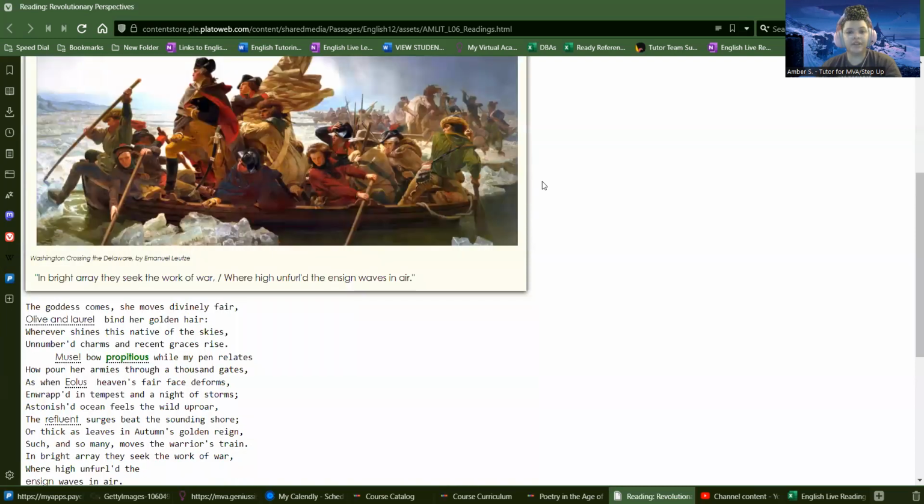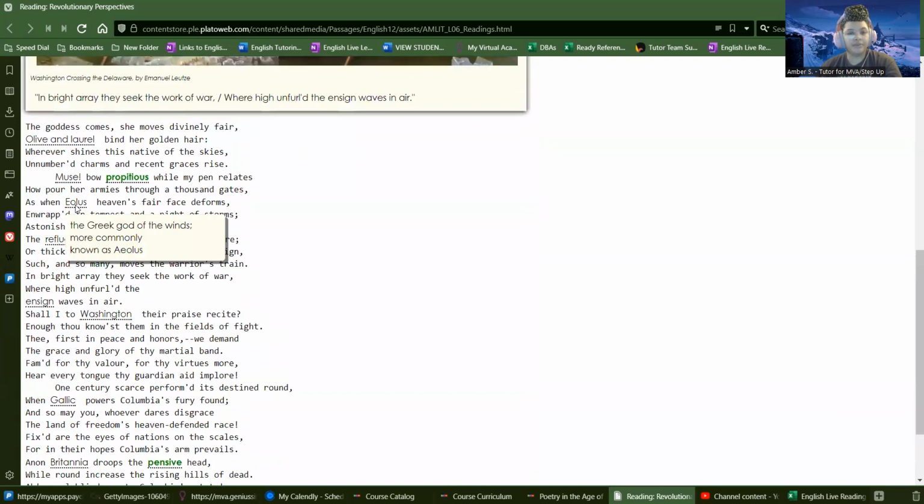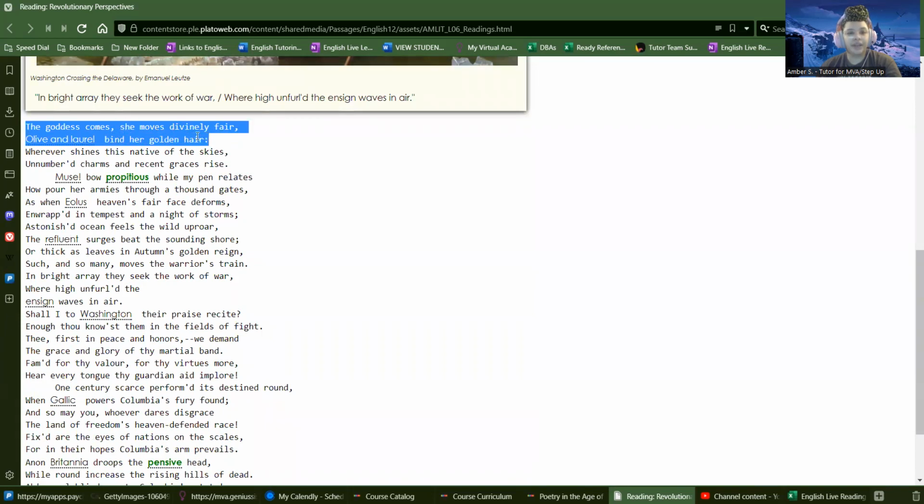Now, if we come down here, we've got the rest of the poem. The goddess comes, she moves divinely fair. Olive and laurel bind her golden hair. So if we come over here, Olive and laurel says, what do these classical references symbolize? Now, if you look up olive trees, like if you've ever heard of extending the olive branch, it's an idiom that means to offer peace. It's similar to waving the white flag.